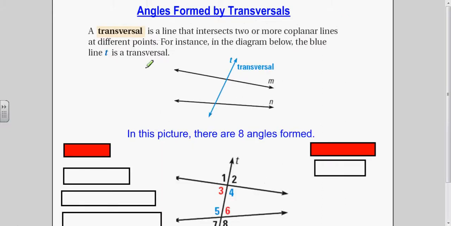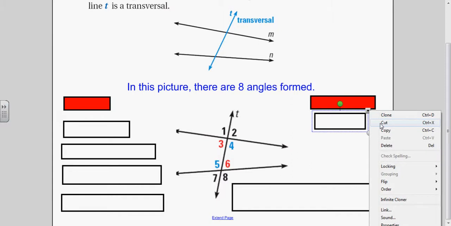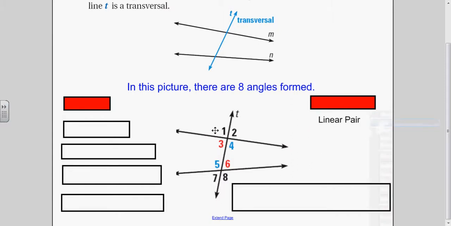And also a new word that we learned is transversal. Remember, a transversal is simply a line that crosses two other lines. And when that happens, we create 4 different angles going on here. So let's review the angles that we do know from previous units. Remember that we know what linear pairs are. Those would be like angles 1 and 2, 3 and 4, or like 6 and 8, 5 and 7.